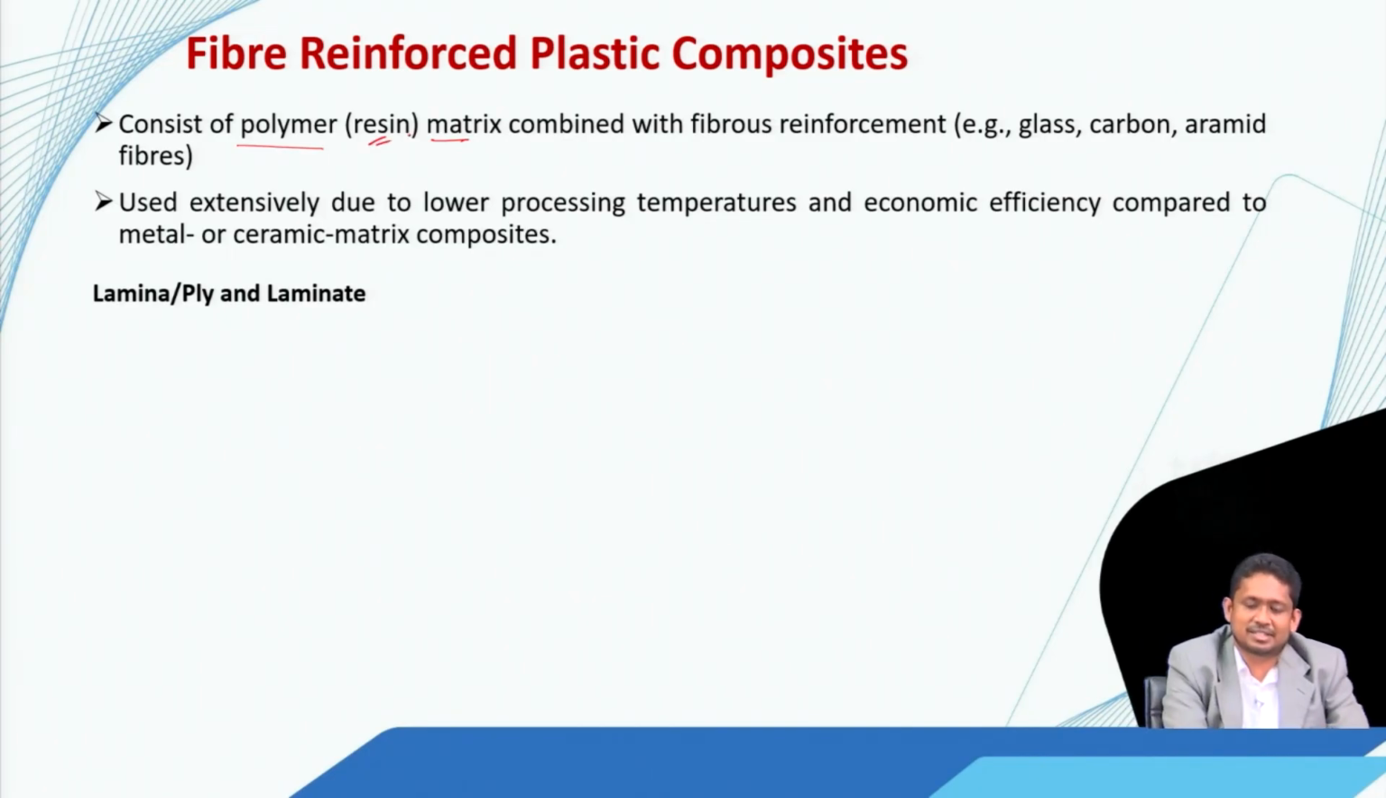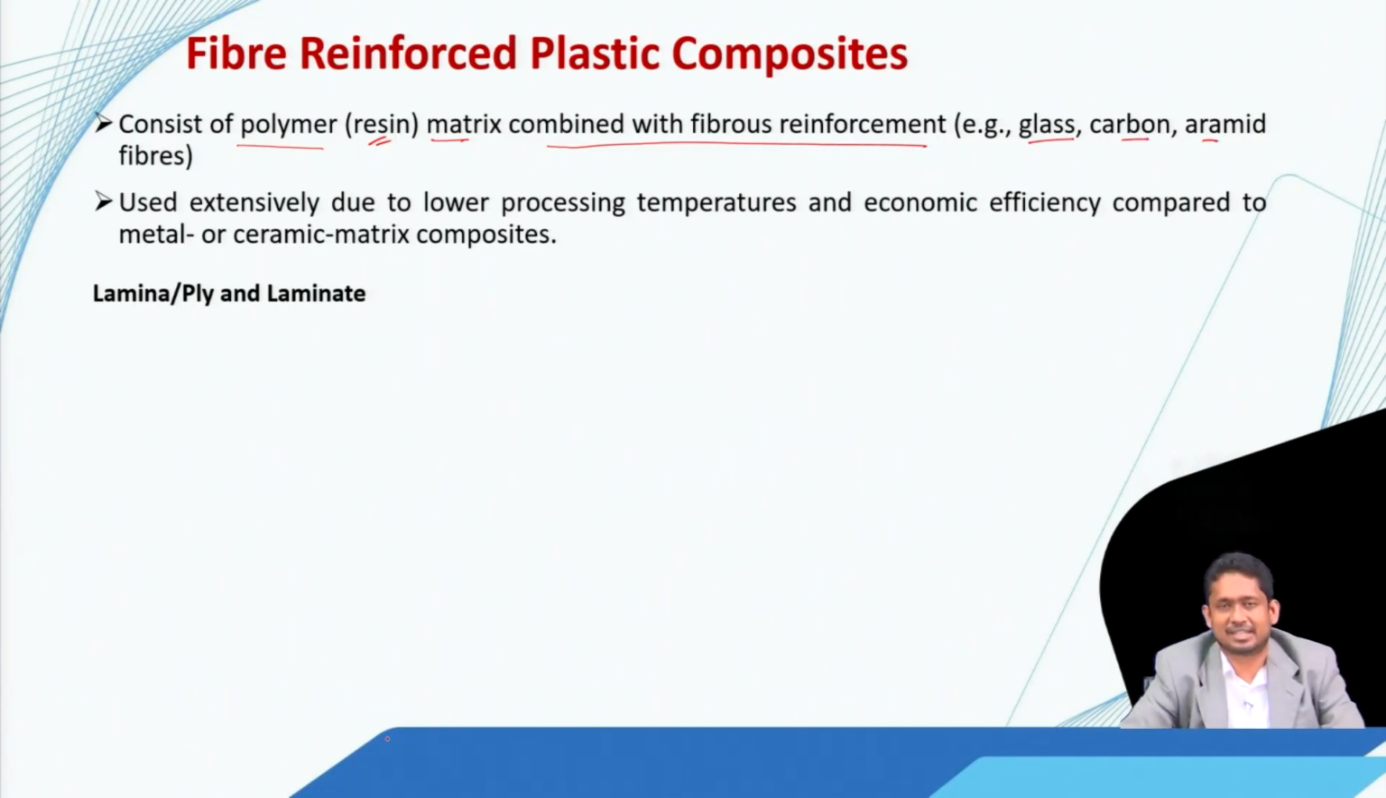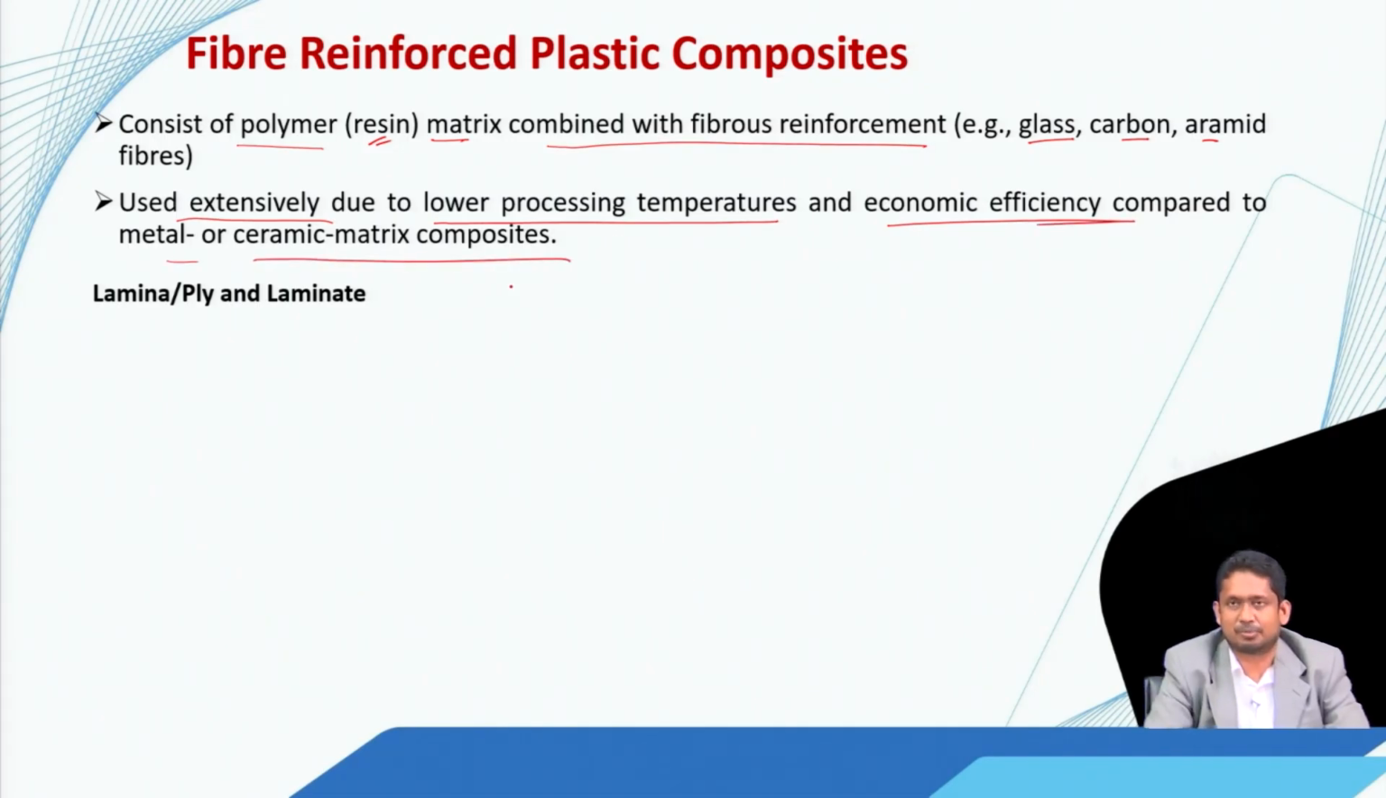So when we say resin, it is basically the matrix material. It consists of a polymer matrix that is combined with fibrous reinforcement, and the reinforcement can be glass, carbon, or aramid fibers, and there can be natural fibers also, depending on the application. These are used extensively due to lower processing temperature and economic efficiency as compared to metal or ceramic matrix composites.